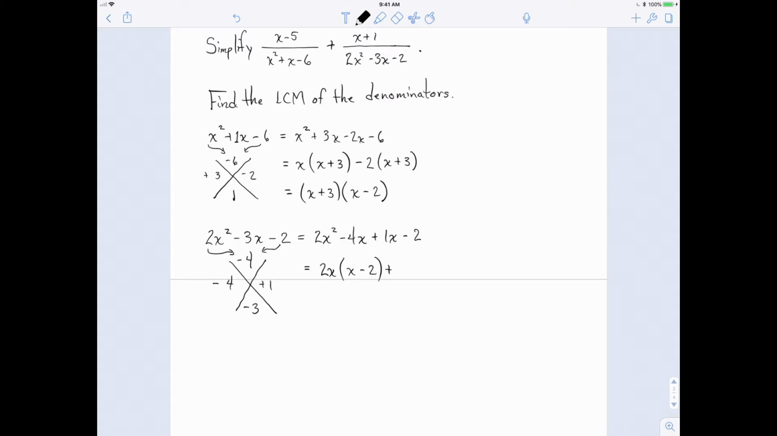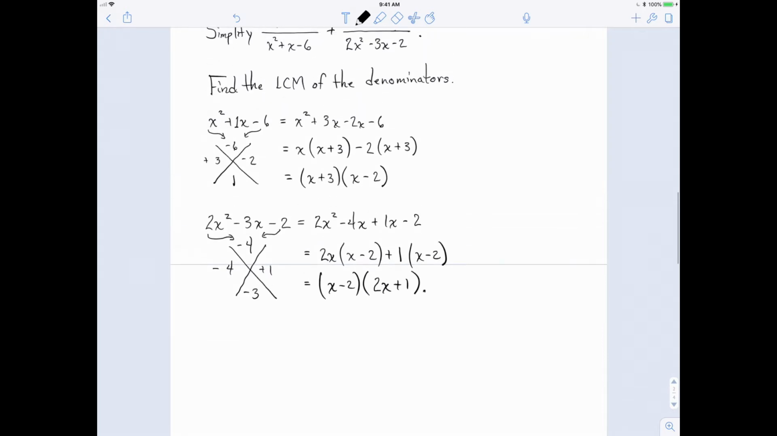I need to factor something here so that I can create a greatest common factor. So let's factor a 1, and that leaves me an x minus 2. And that works. Now I have a greatest common factor, x minus 2. Take that factor out, and I'm left with 2x plus 1.